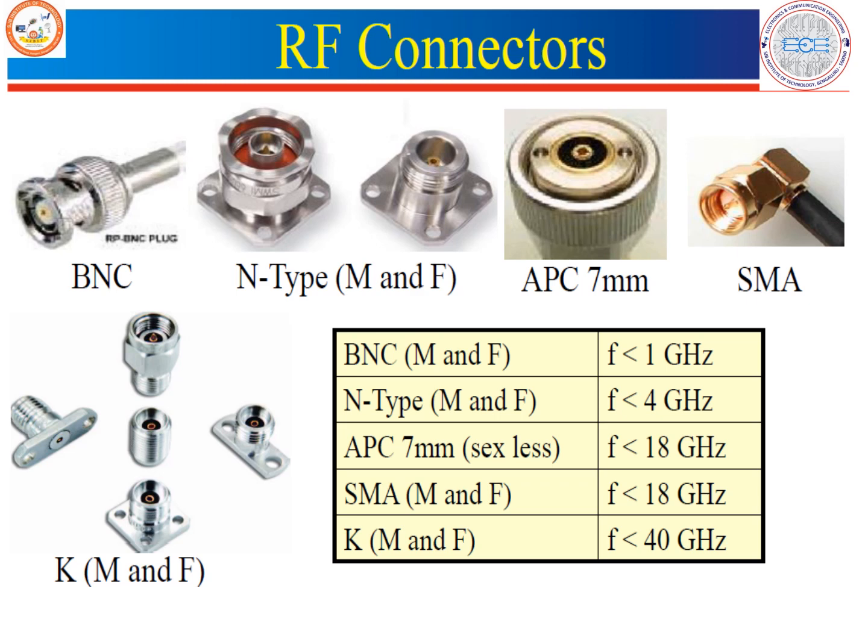There are different types of connectors, and before you go for a type of connector, one thing you need to remember is the frequency of operation. For the BNC cable, both male and female types are available, which can be used up to 1 gigahertz, and N type, male and female, can be used up to 4 gigahertz. SMA, sub-miniaturized version A, can be used up to 18 gigahertz, and K type connectors, again male and female, can be used up to 40 gigahertz. Here you can observe the different connectors and their frequency ranges.